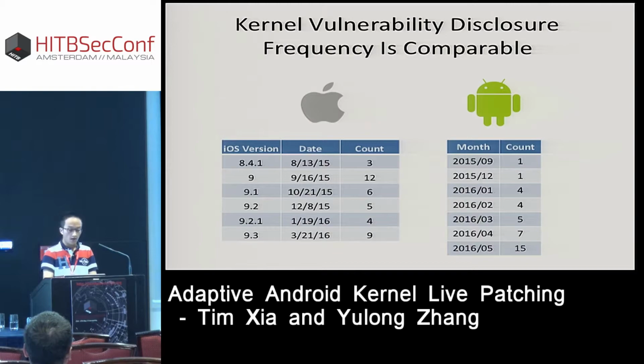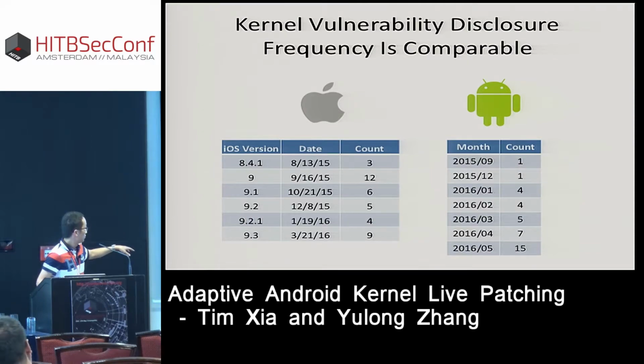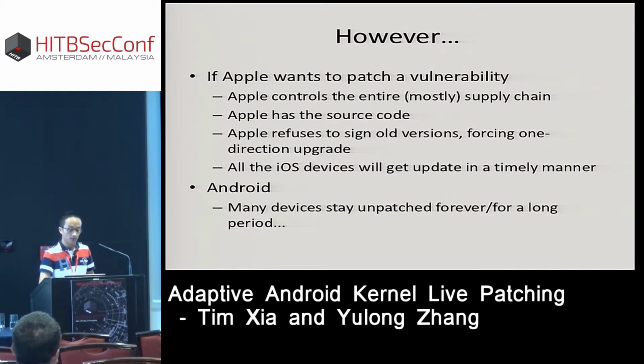Well, by comparing the vulnerability frequency, you can see that that's not true. There are 2 tables listed here. The left is for iOS and the right is for Android, and the period is almost the same, from August 2015 to 2 or 3 months ago. You can see there are almost the same bug frequencies. But why do people say that iOS is more secure?